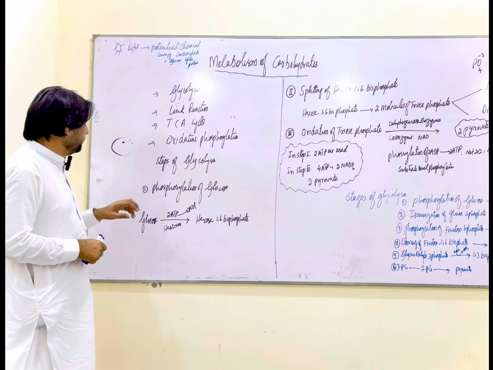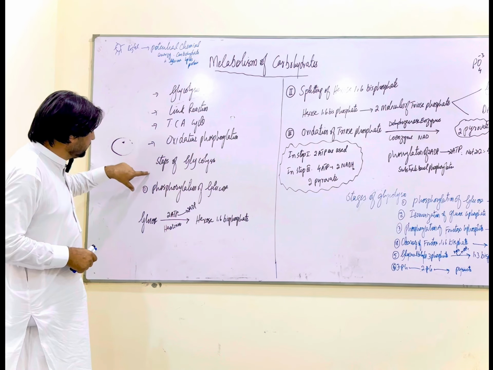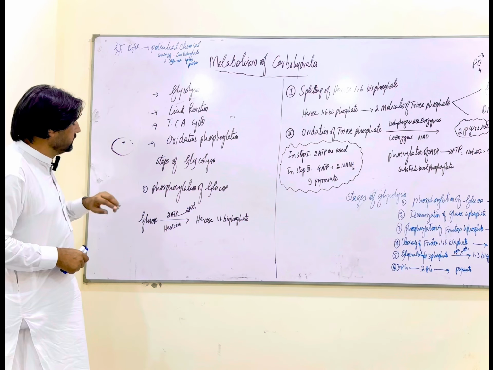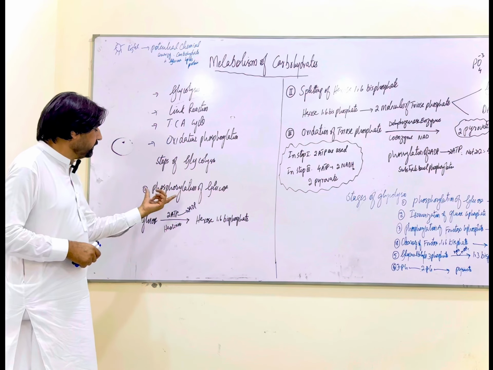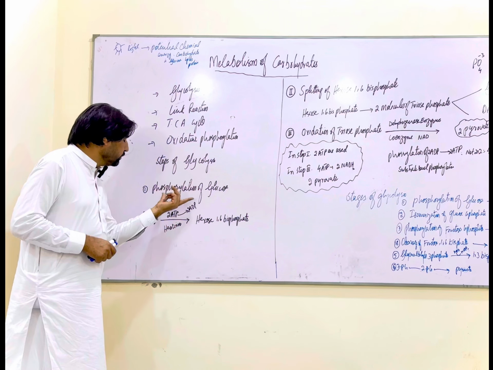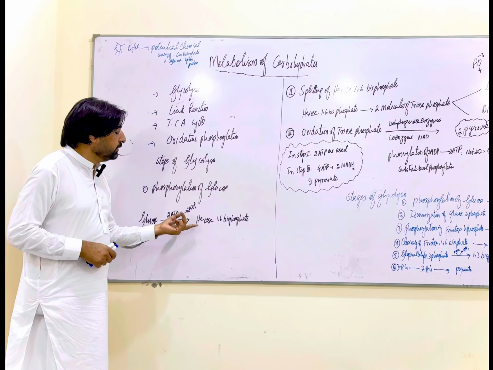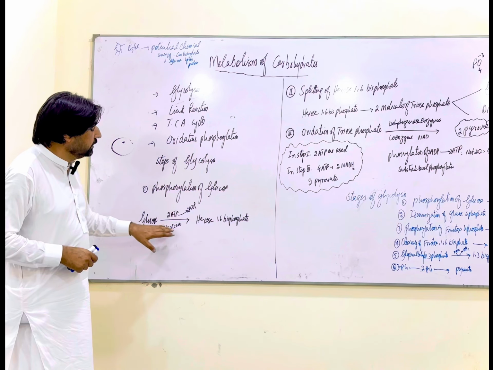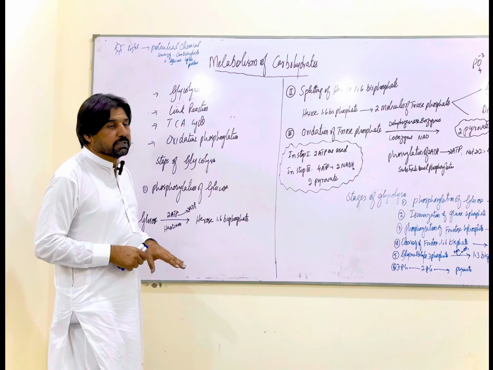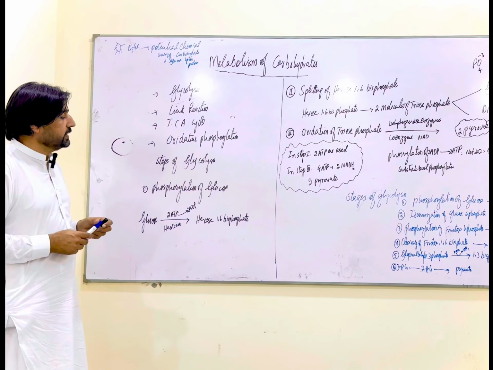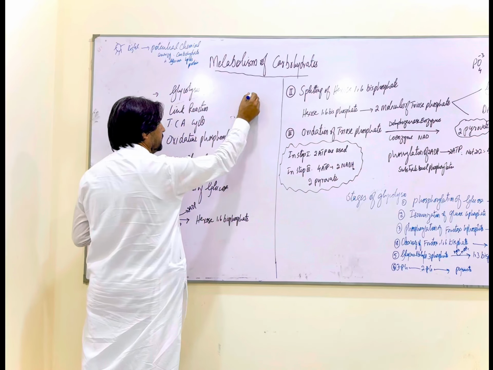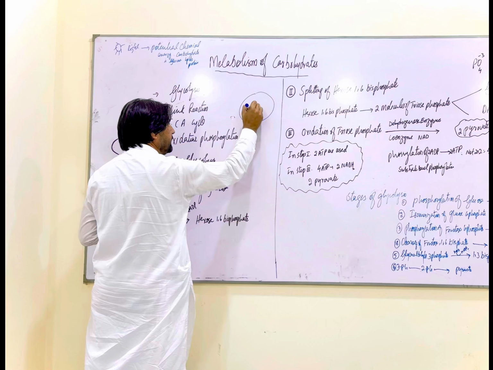So we start with the first. These are the three major steps used in glycolysis. The first step is known as phosphorylation of glucose. During phosphorylation, glucose is attached with two phosphate molecules, so the glucose molecule is converted to hexose 1,6 bisphosphate. First of all, we should know that the glucose molecule enters into the cell.